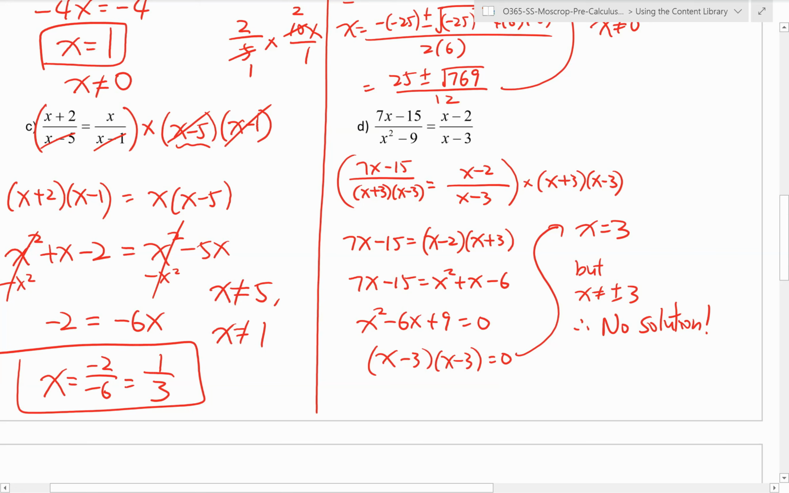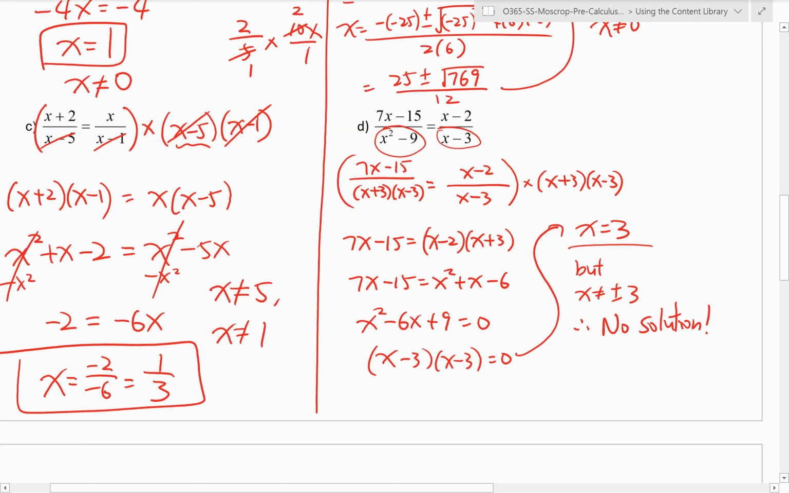Same thing, carry out the procedure. You should get a quadratic equation like this. And this is factorable. You get x equals 3 only. However, if you check the restriction, you'll see that x cannot equal plus or minus 3. Therefore, again, they conflict with each other. So in that case, there's no solution, okay? Again, the restriction trumps the answer that you got here, because x just cannot equal 3. Because if x is 3, then that's 0. You can't divide by 0.